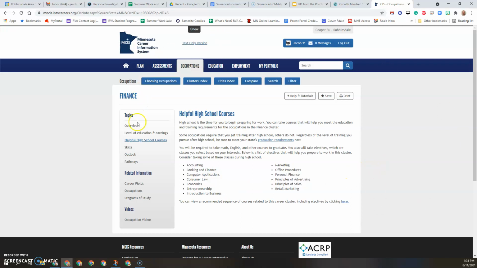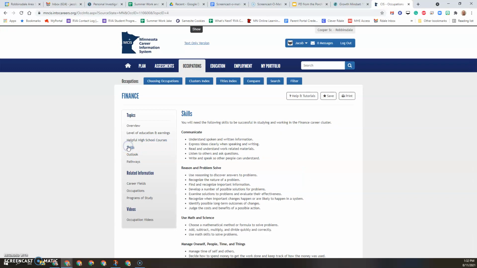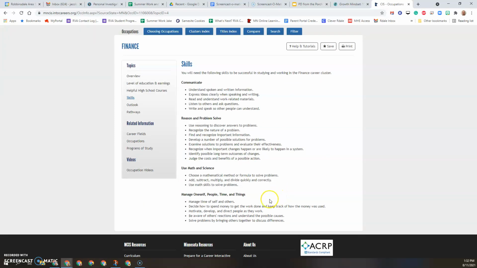Then skills and training. So you could look at skills. This will tell you what sorts of skills you need to develop to get this job. And so it's going to tell you, for instance, in finance, you have to be able to communicate and explain things to people. You have to be able to problem solve. You need some math and science, and you need to be able to really manage your time. So you're going to want to have a section on your assignment about that.